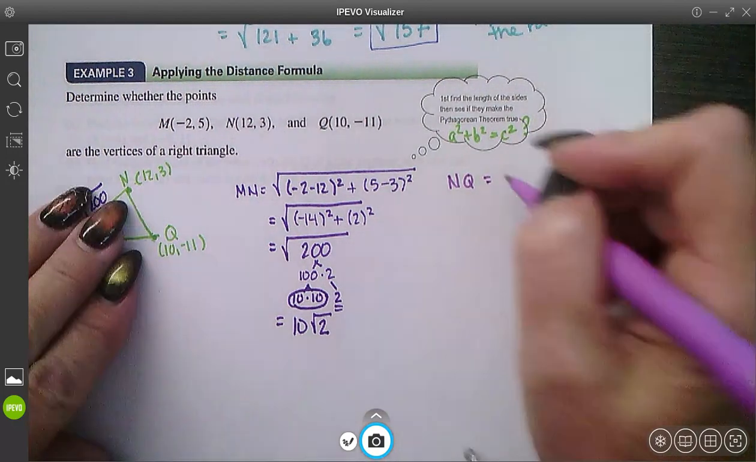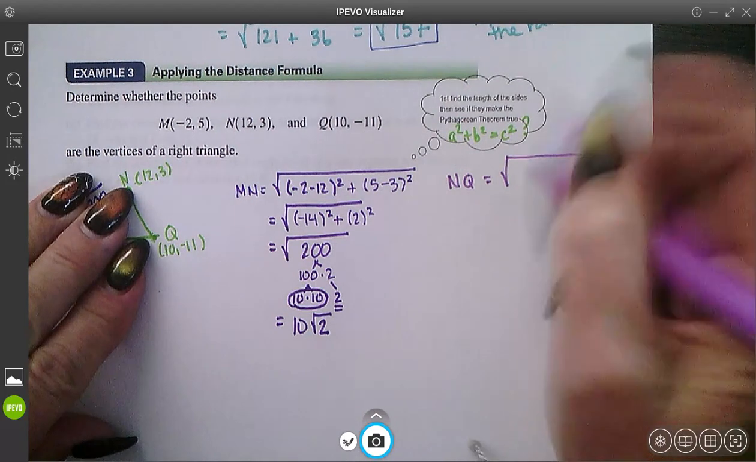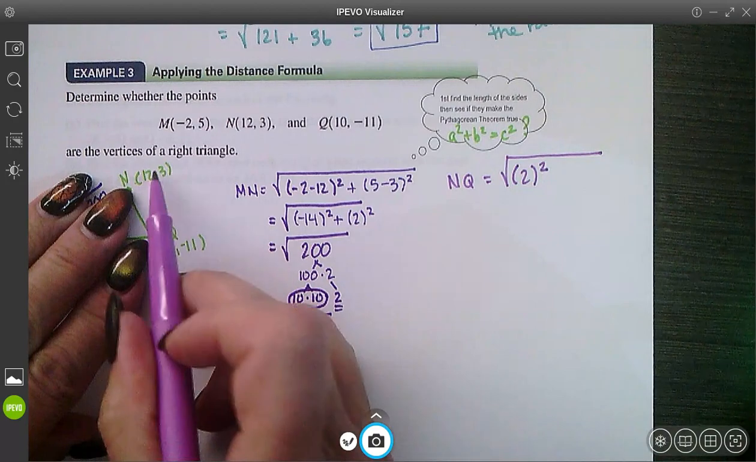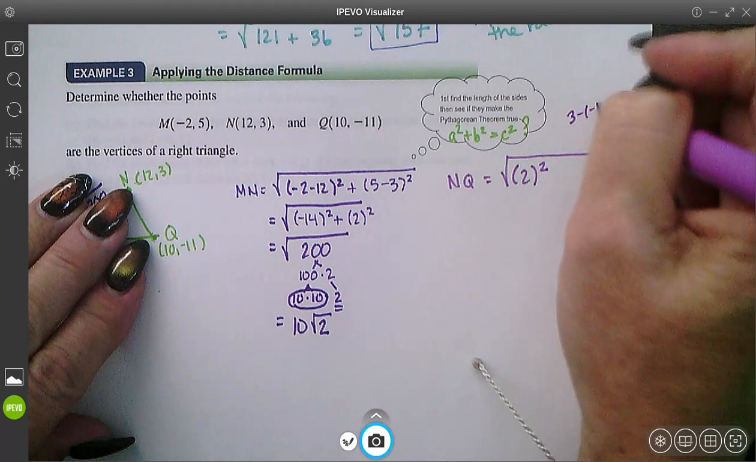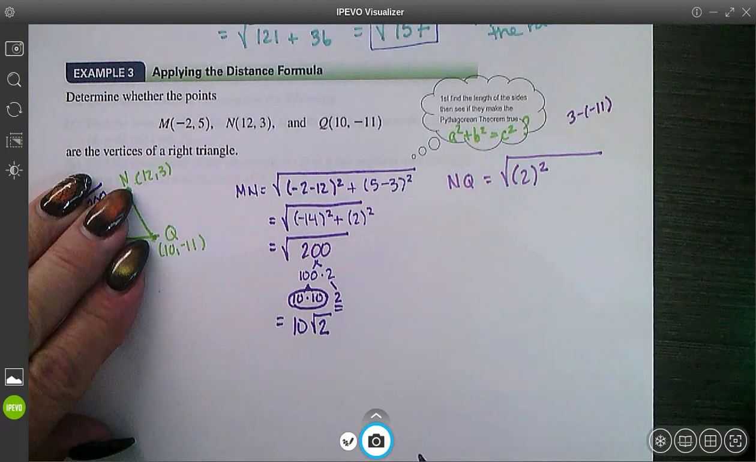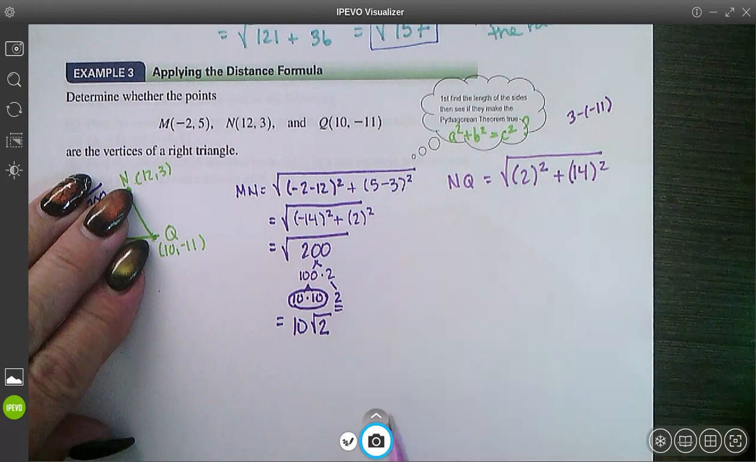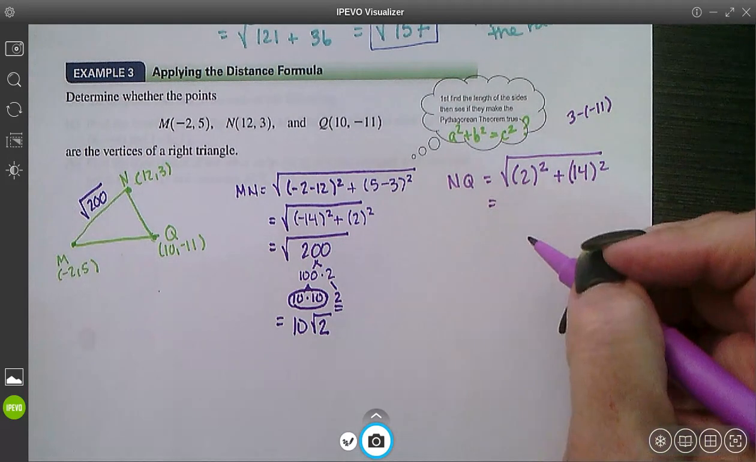And I'm going to do a similar process for the distance between n and q. So between n and q, subtract your x's. I might just do this faster. 12 minus 10 is 2 squared. And then 3 minus negative 11 is 14. So I have 2 squared plus 14 squared. Oh my goodness, is this the same exact thing I just got?